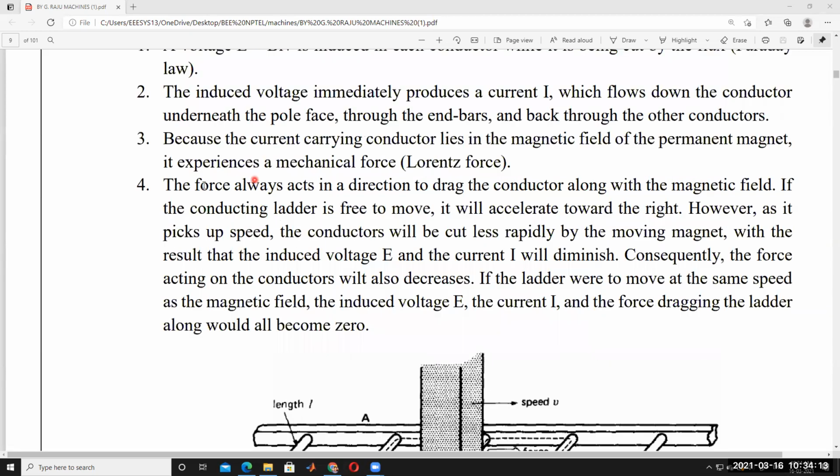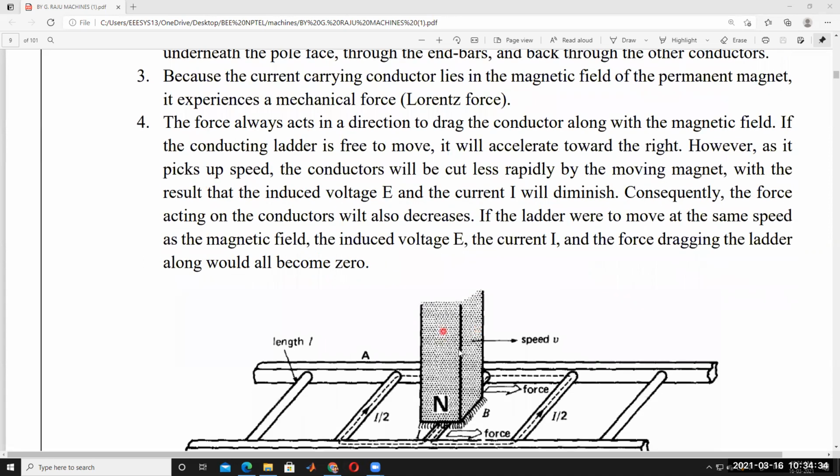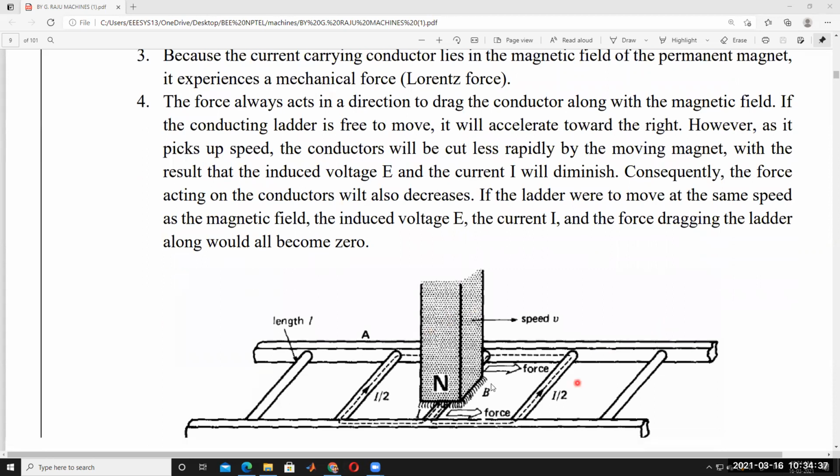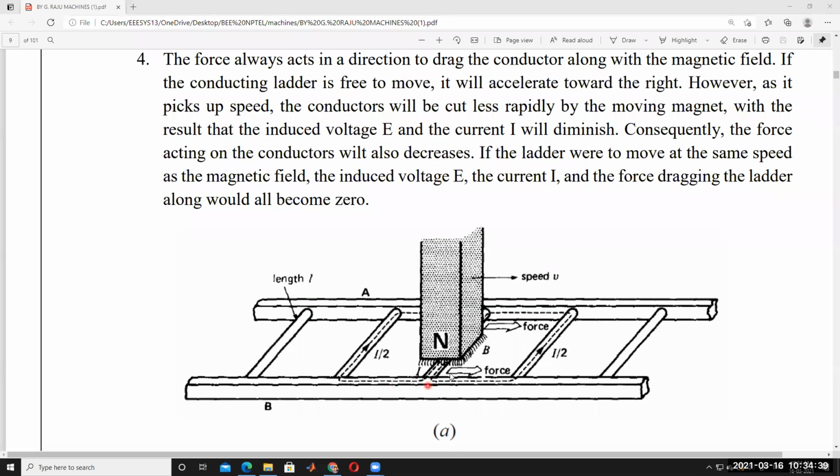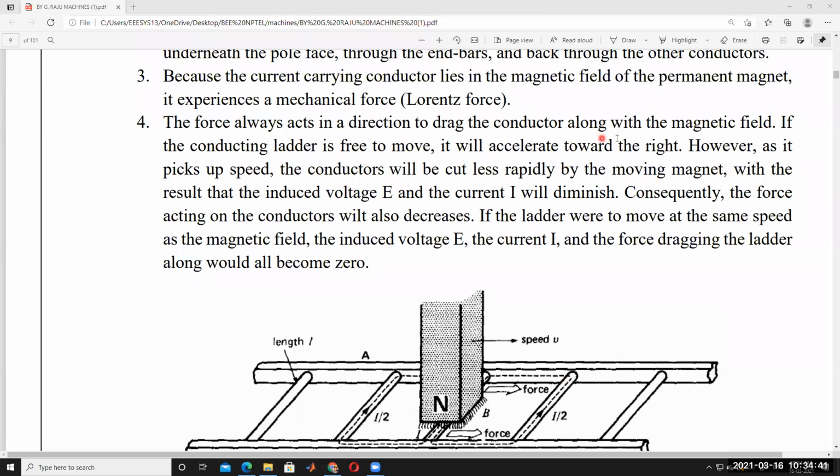Am I right? The force always acts in the direction to drag the conductor along with the magnetic field. If the conducting ladder is free to move, it will accelerate toward the right. Understood? The rotating magnetic field is rotating in this direction, which means this rotor is also trying to move in this direction.